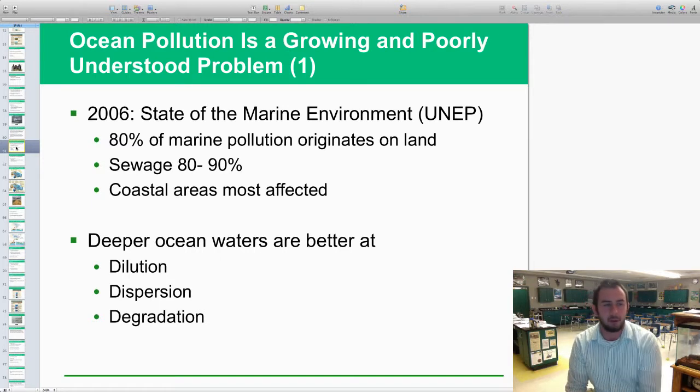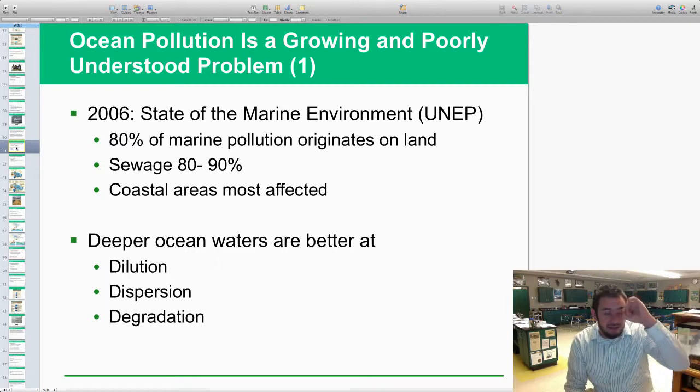all the different oceans, and figured out that 80% of marine pollution originates on land, which makes sense because we're the people on land. And most of it, 80–90% of that, is actually municipal sewage waste. So that's kind of a scary thought. Coastal areas are also the most affected, probably because we're seeing a lot more coastal development, and that's exactly where the land meets the ocean.